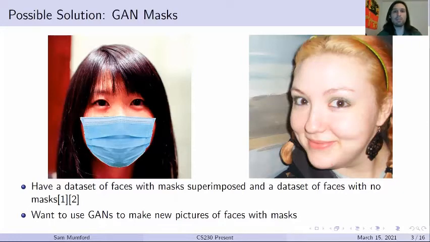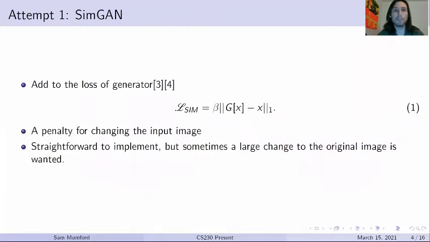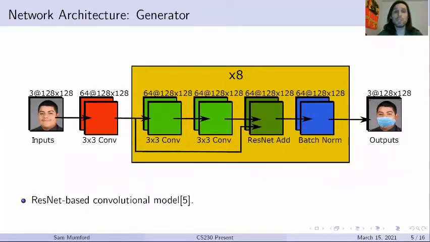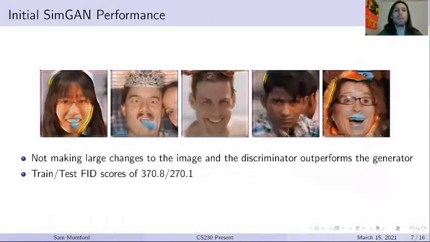And there's a data set of face masks artificially superimposed on faces, which is my main data set that I'm using. So the first approach I used was a StarGAN. What that basically does is it adds to the standard GAN loss function a term that penalizes making changes to the images. And I implemented this convolutionally in both the generator and the discriminator.